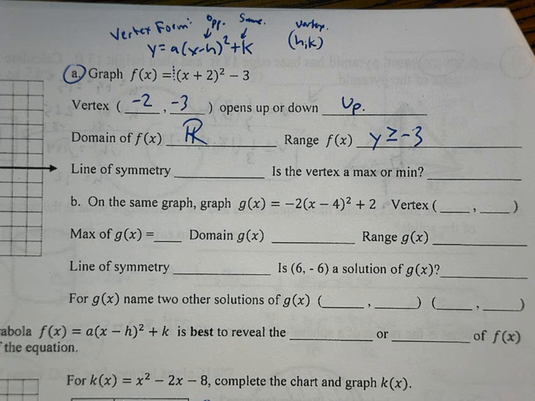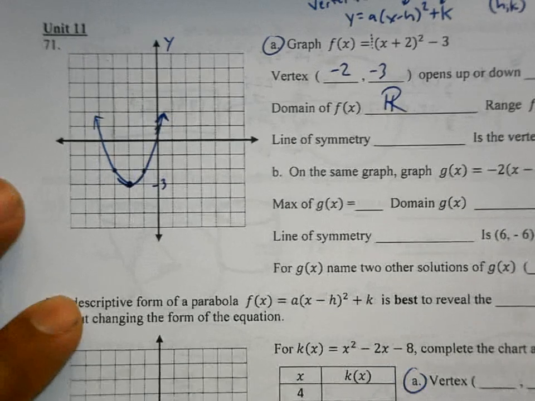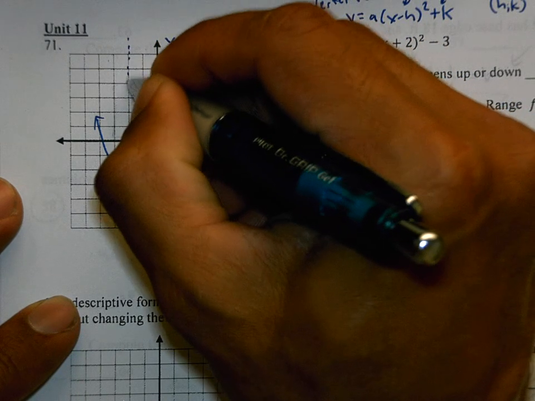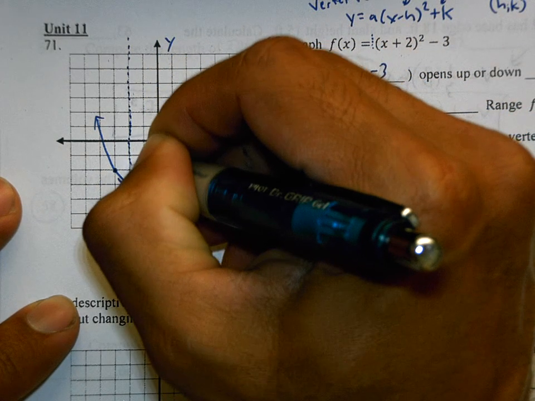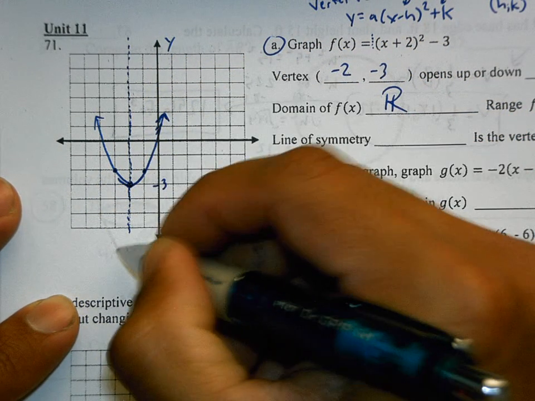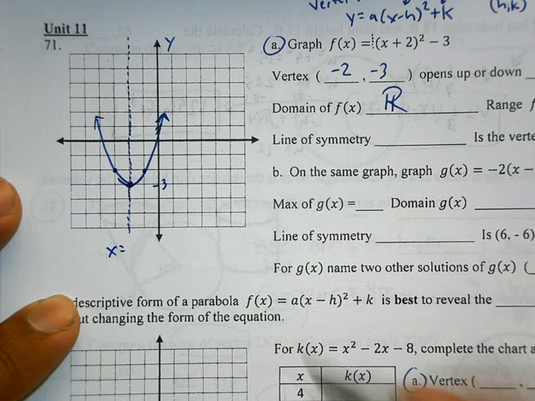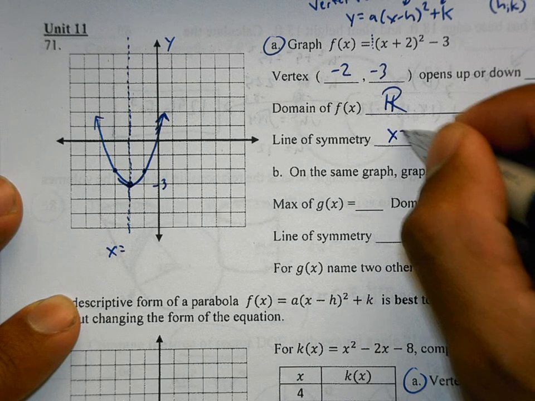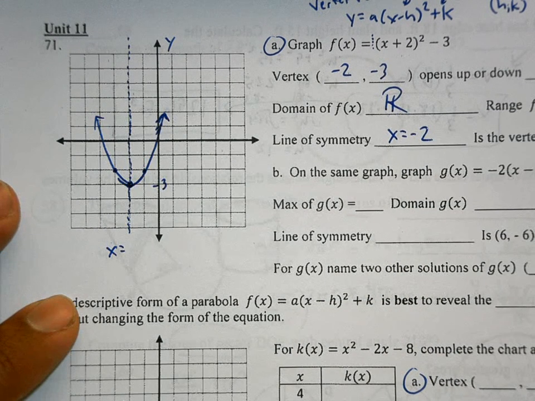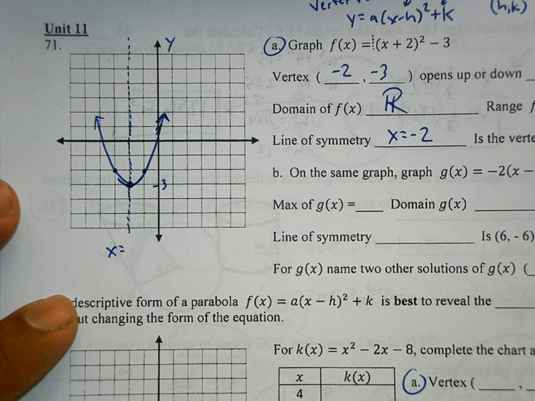The line of symmetry is asking, what is the name of the line that cuts this parabola directly in half? And since it's a vertical line, it should be x equals h. Whatever h is, it's x equals negative 2. It's called the line of symmetry, or some textbooks call it the axis of symmetry.